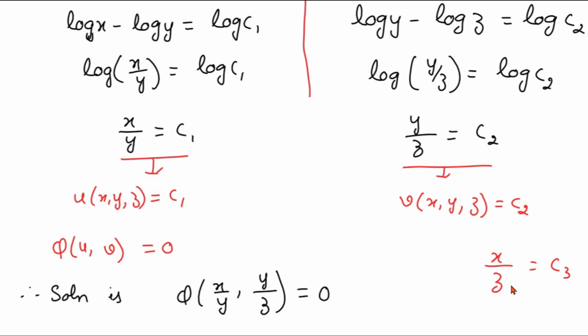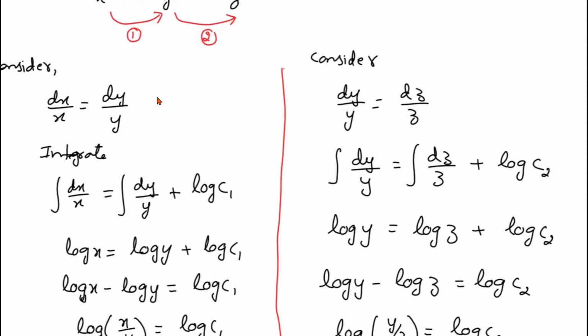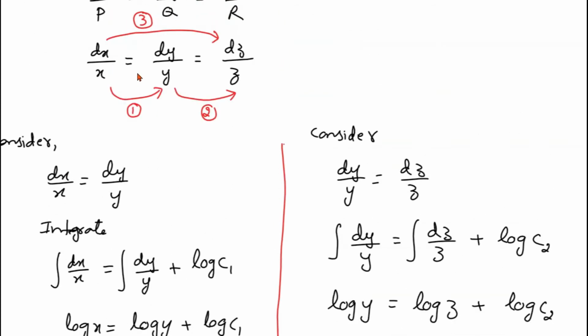I'm just showing you, you will get it in this form, because in all the cases we have seen that the first value that I have taken, dx by x, has come in the numerator, the second value that I have taken, dy by y, has come in the denominator. So if I am taking this equation, dx by x is equals to dz by z, in this case the solution that you will be getting will be x by z is equals to some c3.